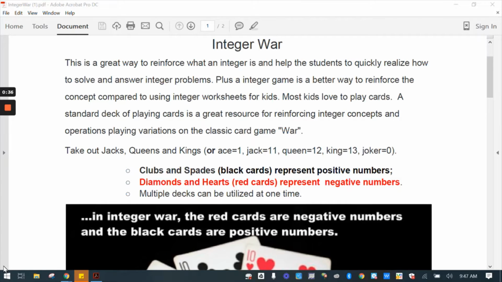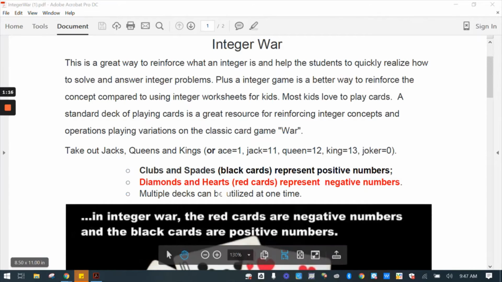A standard deck of playing cards is a great resource for reinforcing integer concepts. In this game, we will be using a variation of the classic game War. Now, to play this game, you can either take out the jacks, queens, kings, aces, and jokers, or you can assign them a numerical value, like ace is 1, jack is 11, queen is 12, and so on. But regardless of what you choose, the clubs and spades, the black cards, would represent positive numbers, and the diamonds and hearts, the red cards, would represent negative numbers.